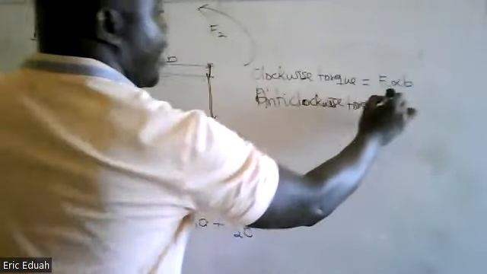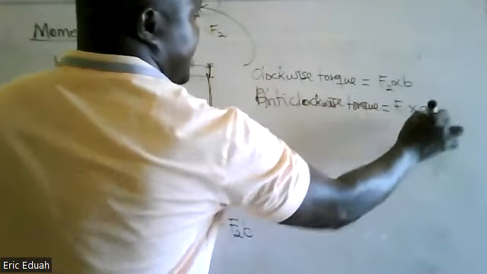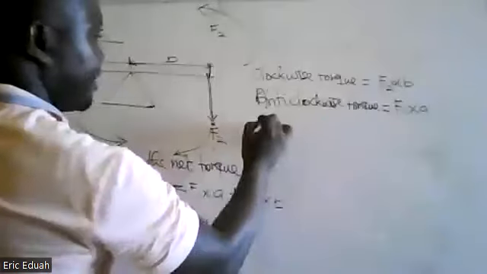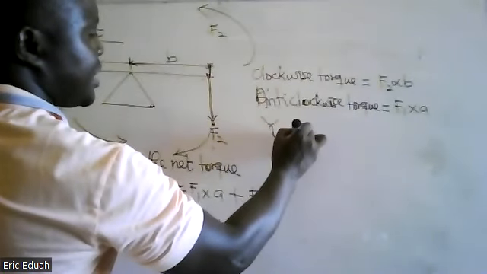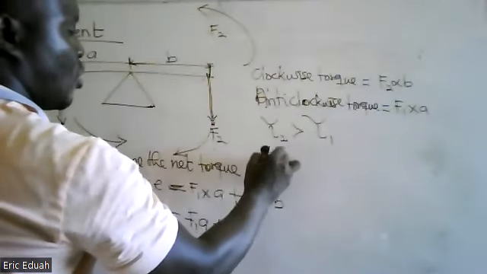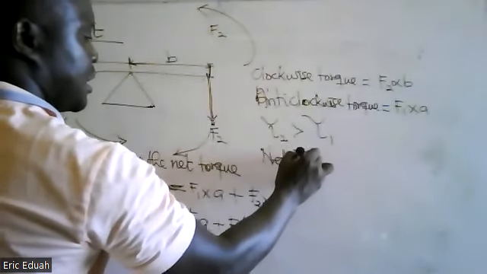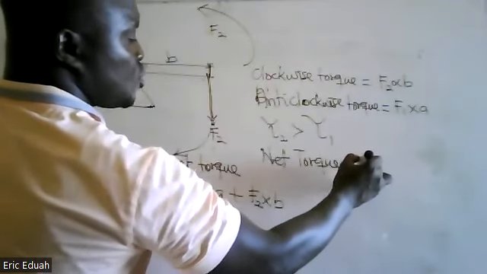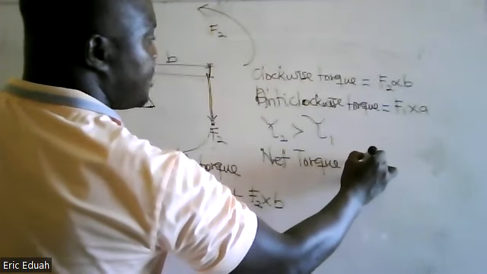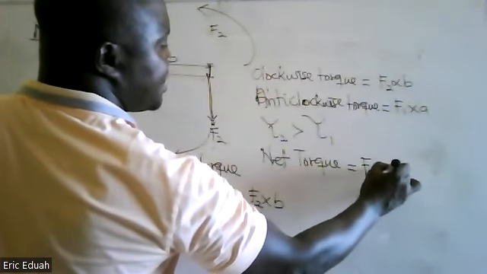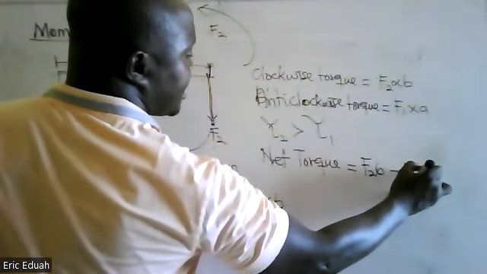Is equal to F1 times A. Now, if T2 is greater than T1, then the net torque or moment will be equal to F2 times B minus F1 times A.